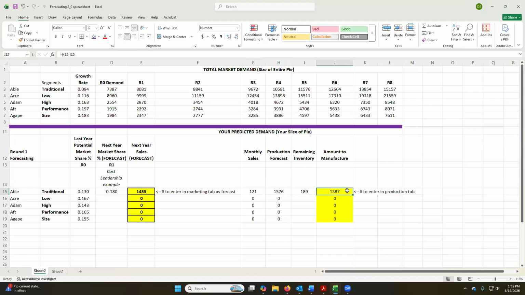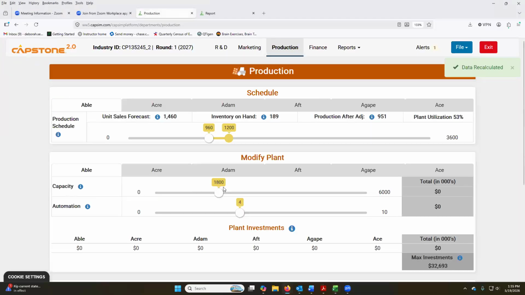So then the number that I enter on my production tab is 1387, 1390. And actually I want to do even a little bit more than that because I need my production after adjustment number to be at least 1387. So close enough. There we go. So I'm going to manufacture 1.4 million units of Able.